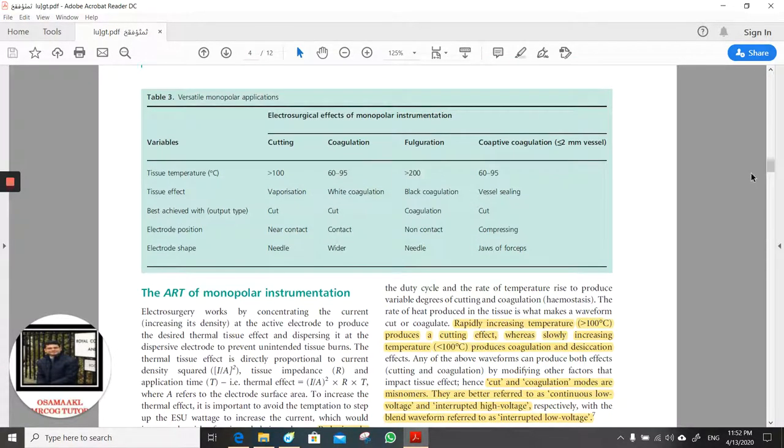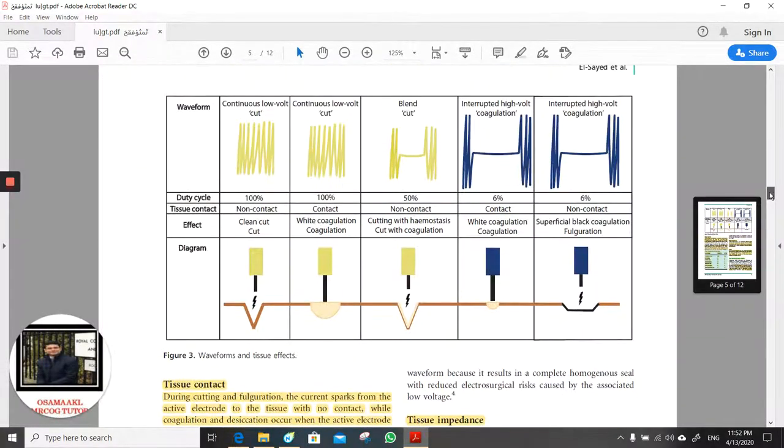There is an effect called fulguration. We have a picture for it. Look here at this one. Fulguration. We sometimes call it in our practice the spray effect. You do surface coagulation without touching the tissue. The benefit is that you don't touch the tissue, and it will lead to superficial coagulation of a large area. So it's good if there is an oozing surface, like the surface of a muscle. So this is called fulguration.